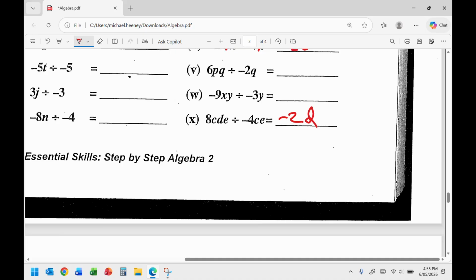Right, that's going to have to wrap it up because I need to go and do stuff. But there you go, just a bit of algebra revision.